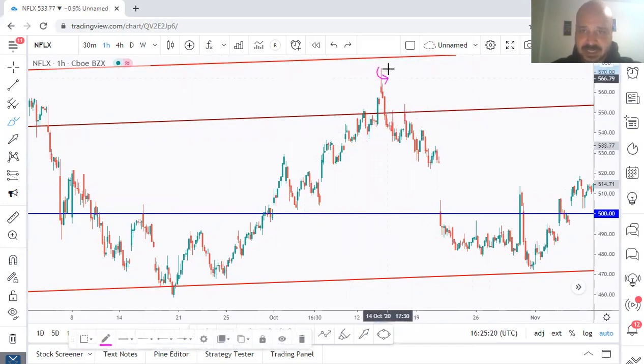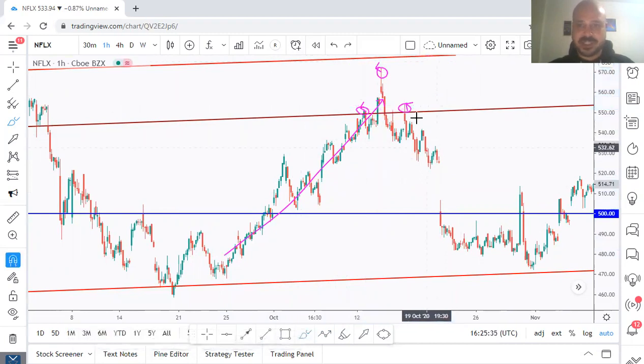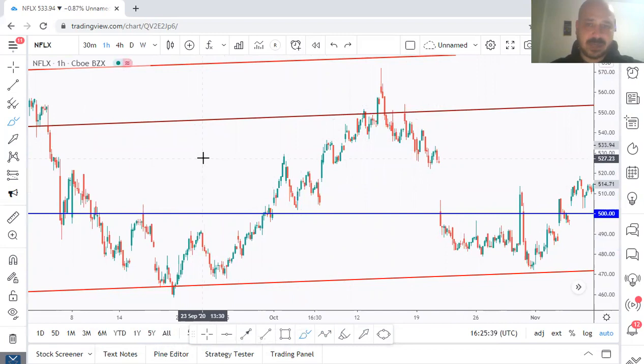And as you clearly see here, we had a left shoulder, head, and right shoulder, right? So price was going up, hit a resistance, a very strong rejection area, formed a head and shoulders pattern, and the head and shoulders pattern is simply a market structure.